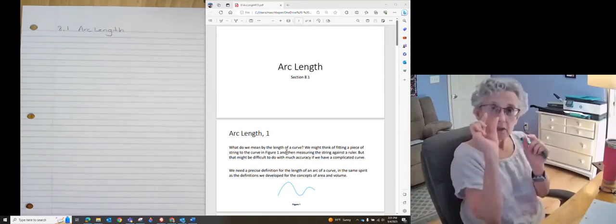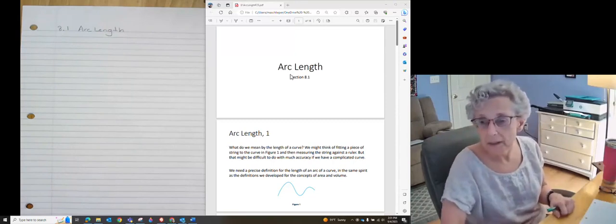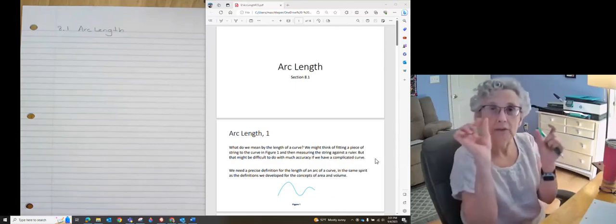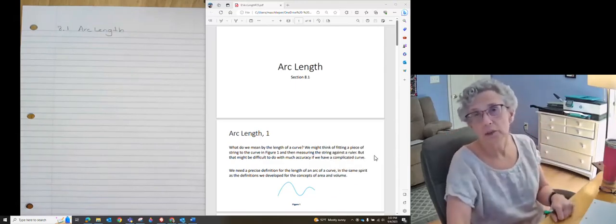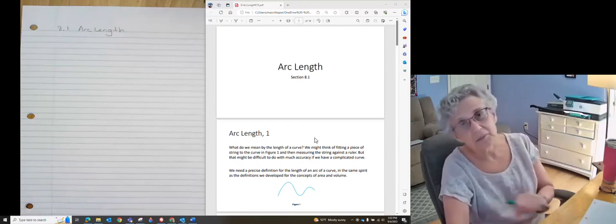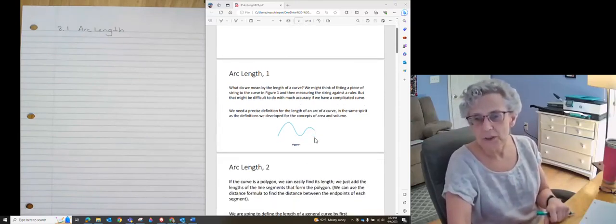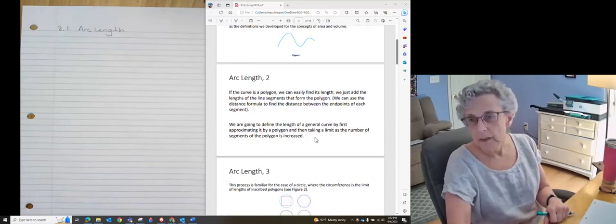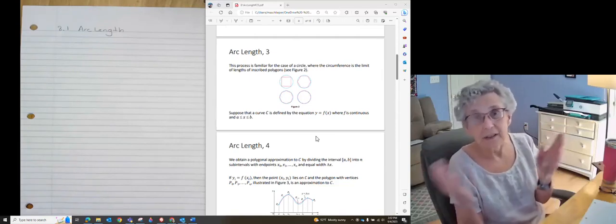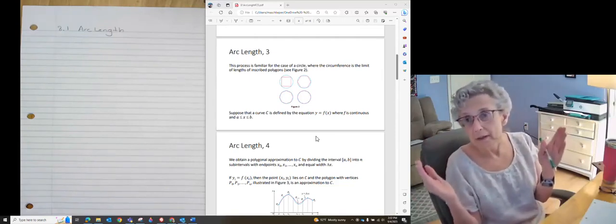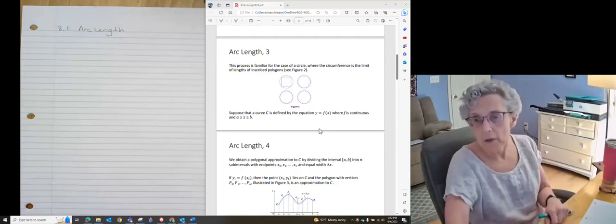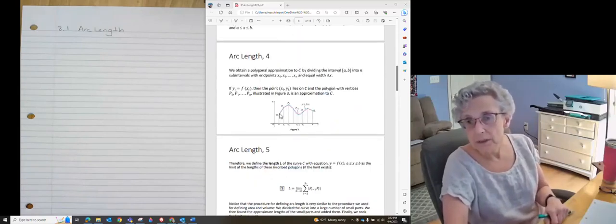And the way we do it is we divide it up into little lines and find the length of the lines and then let the number of lines that we divided into approach infinity. You can see where it's going. It's like a Riemann sum, which we use an integral to compute. So, if the curve is a polygon, it's easy. We know how to find the perimeter of a square or an octagon. We just measure the sides and add them all together. So that's really what we're doing.